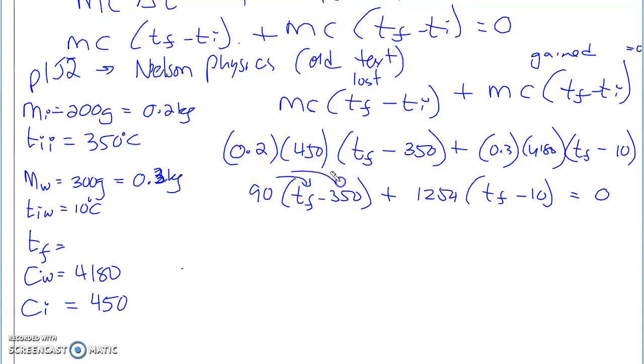Now we're going to expand it. So it's going to be 90 TF minus 90 times 350.